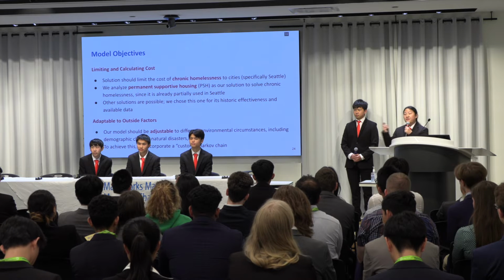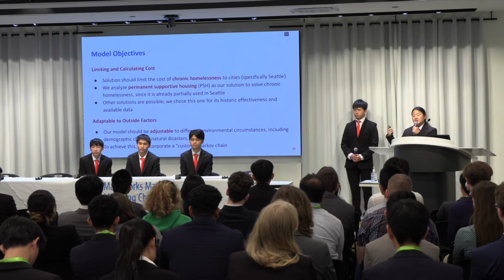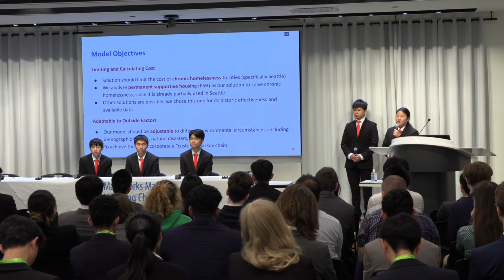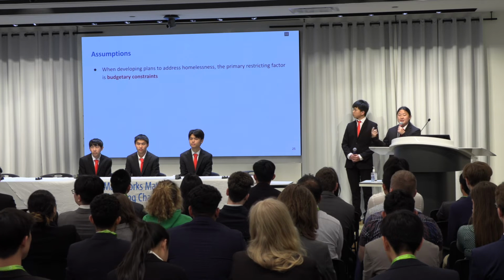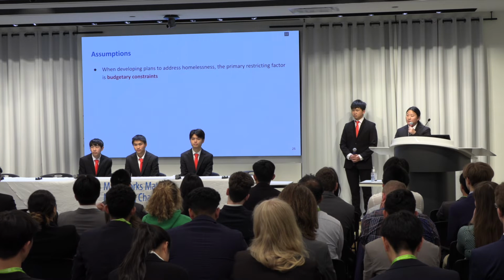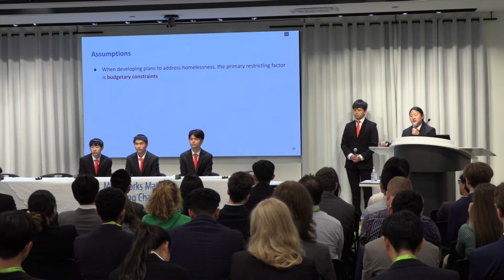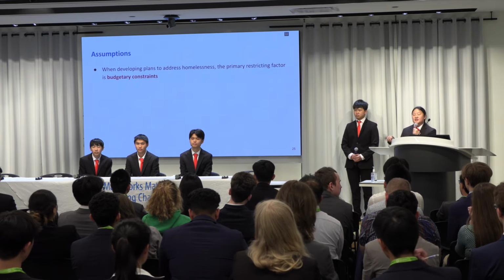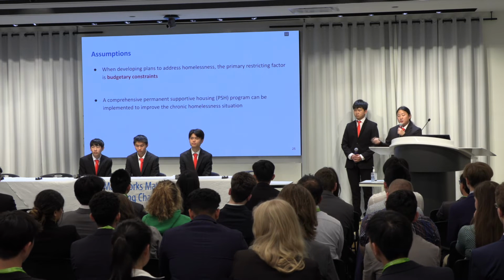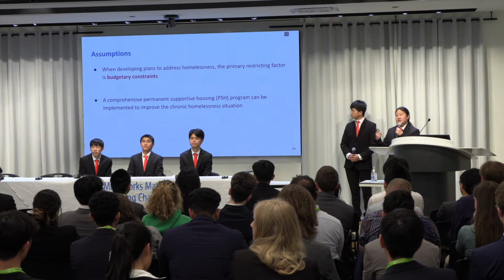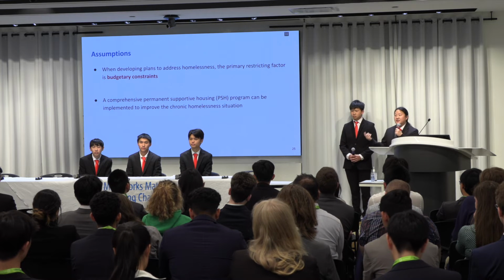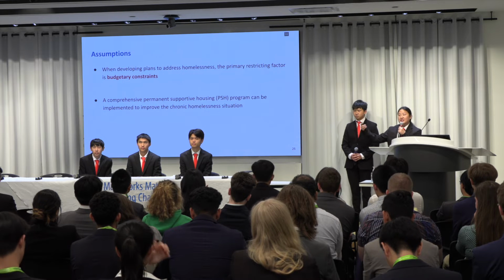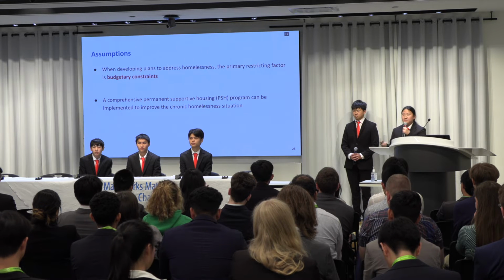Additionally, our model should be flexible in the face of different environmental circumstances. And to achieve this, we'll be implementing a sort of modified Markov chain. But first, some assumptions. We first assume that when we are developing a plan to address homelessness, the primary limiting factor to a city is the cost, because cities' budgets are limited. Furthermore, we assume that a comprehensive PSH program can be implemented by a city to address the homelessness issue, as we will be simulating the effects of such a policy.